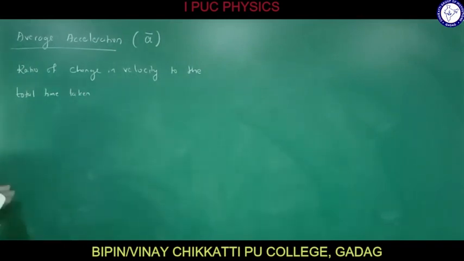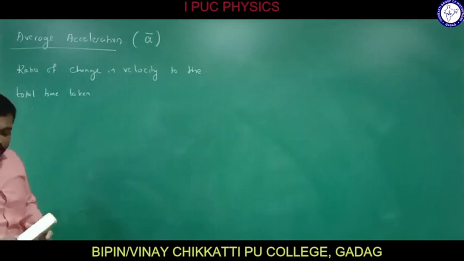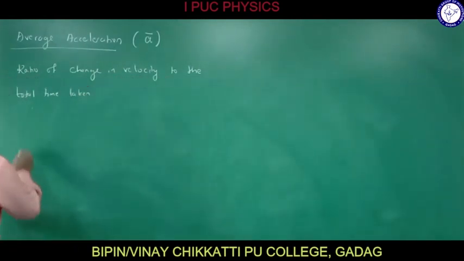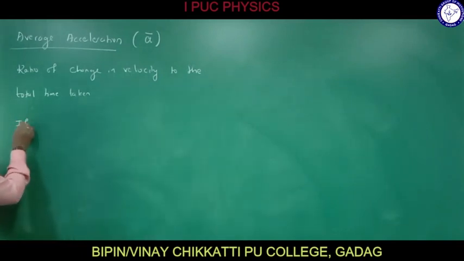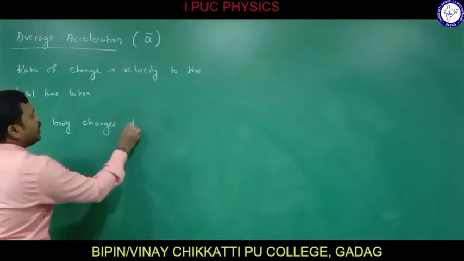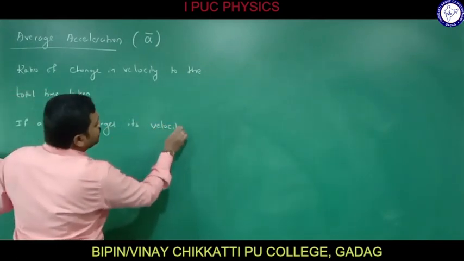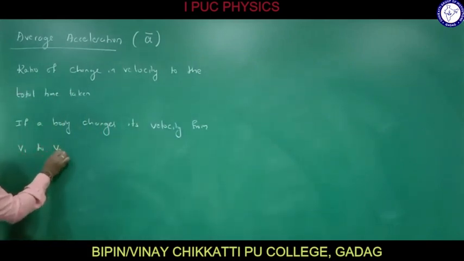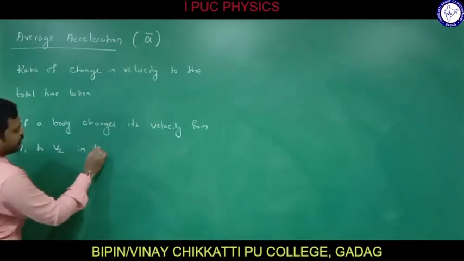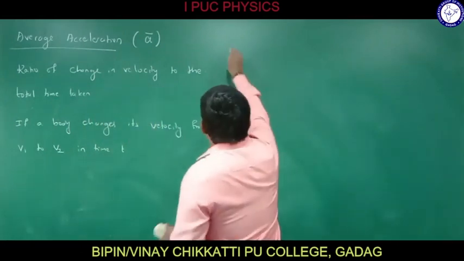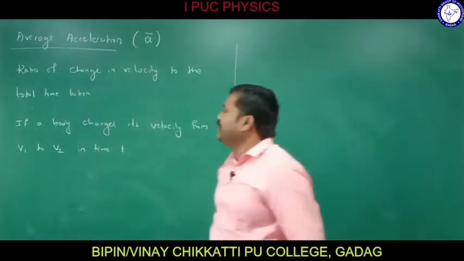So what is the change in velocity? Let me write like this. If a car changes its velocity from v1 to v2, where v1 is the initial velocity and v2 is the final velocity, in time t. What is the total time taken here? Let me take it as t here. So in time t.